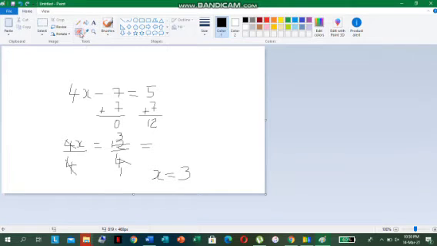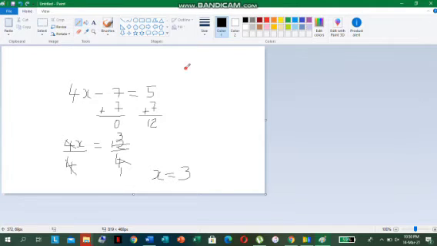Alright, let me get my rubber and erase this part here. So x would equal 3. Let us plug this 3 in, because I'm saying that x is equal to 3. Anywhere I see x, I'm going to put 3. So I'm going to plug this 3 into this equation here.